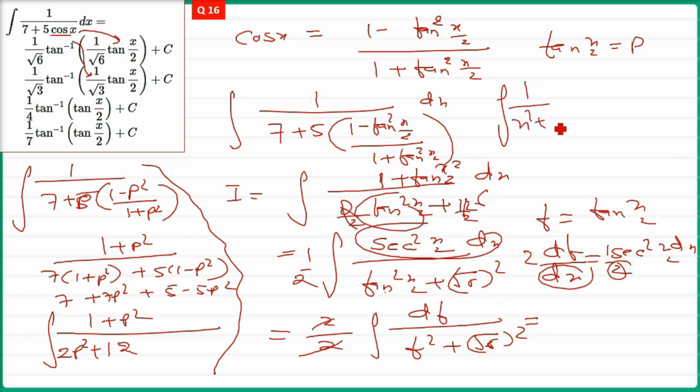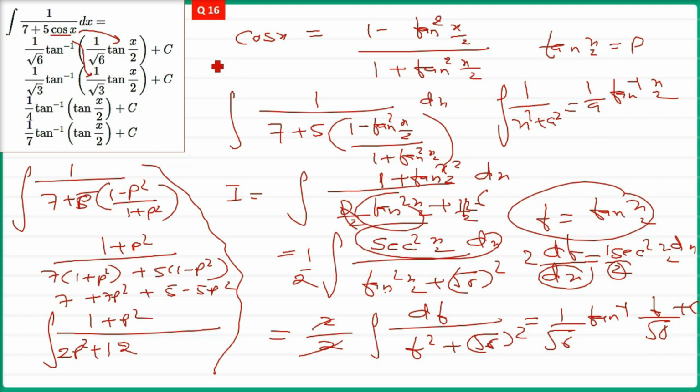So integration of 1 by x square plus a square is 1 by a, tan inverse x by a. I think you have seen it a million times now. So 1 by root 6, in place of a I am taking root 6, in place of x we are taking t. So 1 by root 6 tan inverse t by root 6 plus constant of integration. The final thing is t was earlier taken as tan x by 2. So we are going to replace this t finally by tan x by 2. So 1 by root 6 tan inverse tan x by 2 divided by root 6 plus constant of integration, and this matches with the first one, the A one.